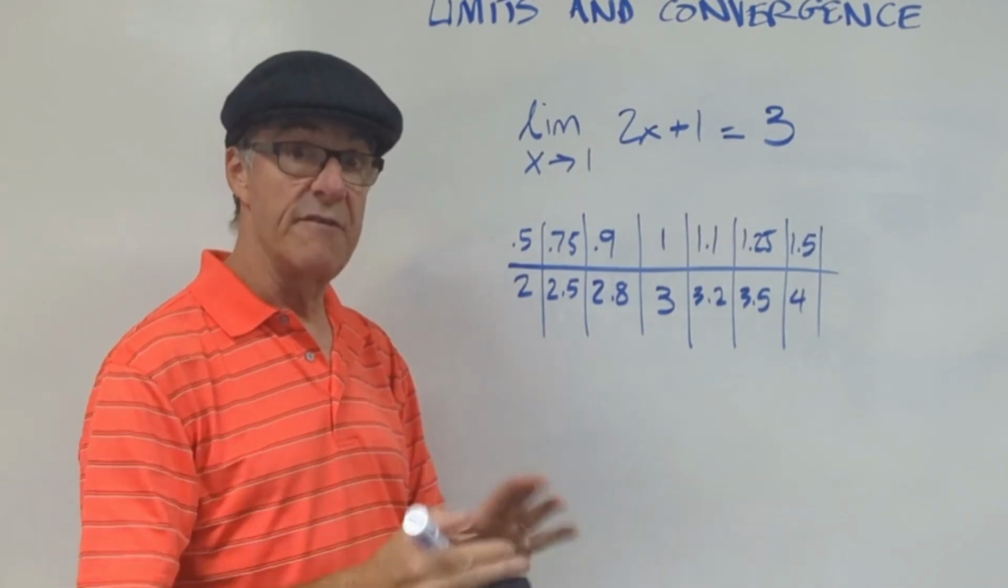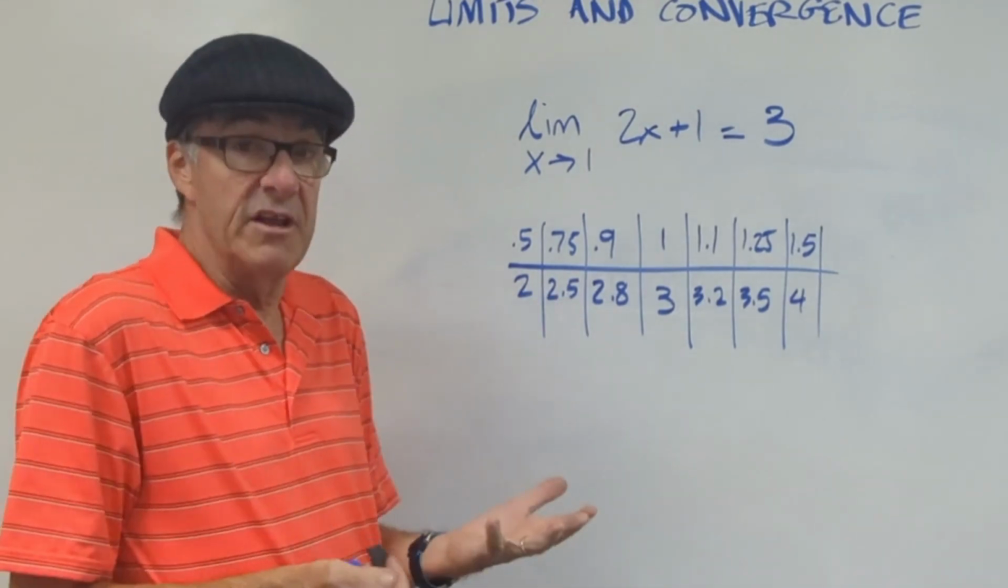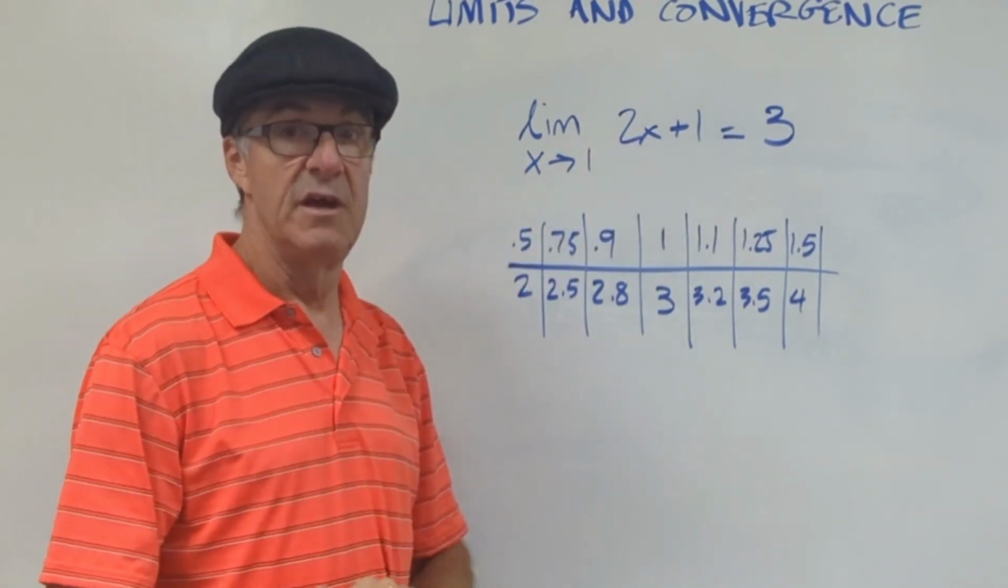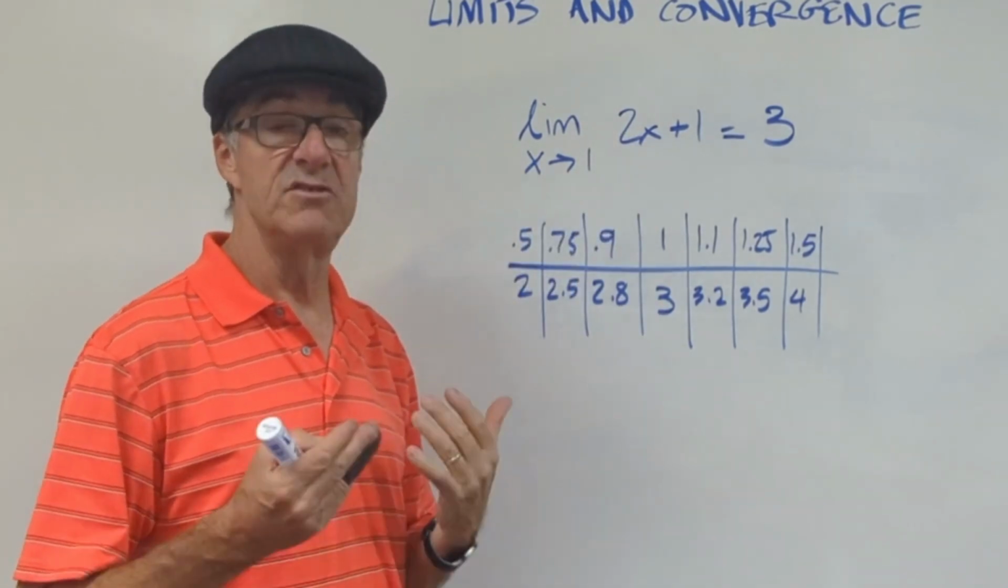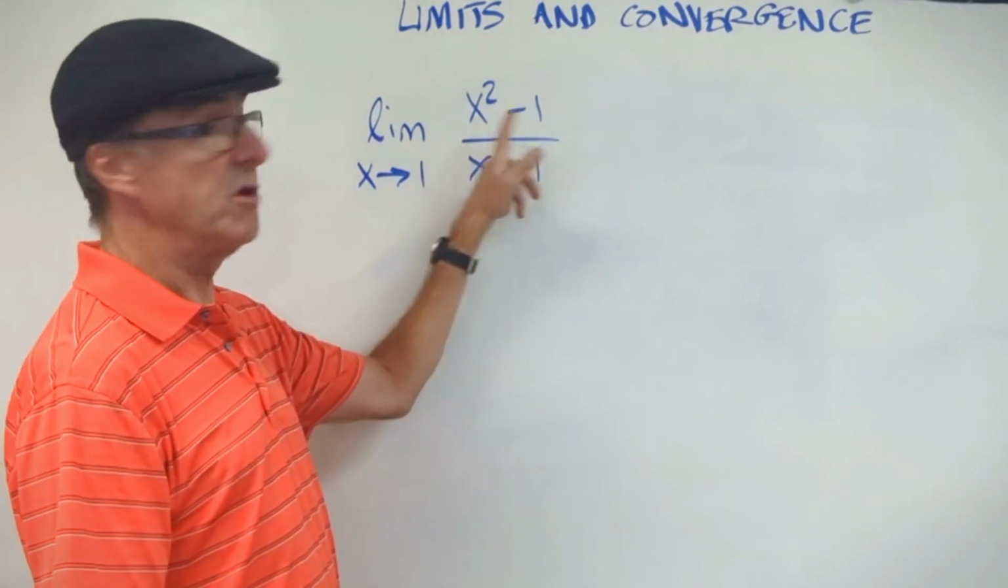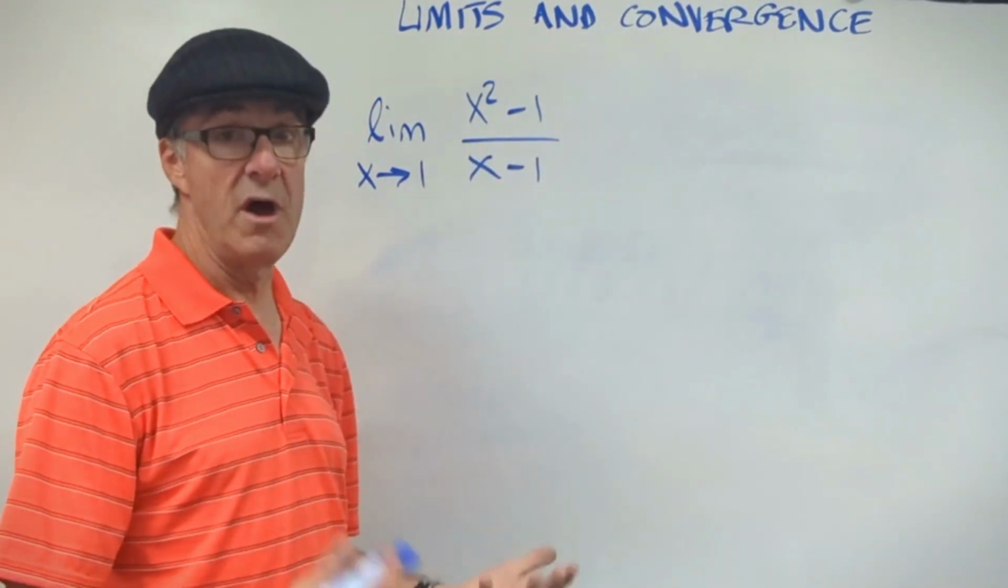Now this function is straightforward because actually the quick way to do this is I can just put 1 in my function and I'll know what my limit is. But there are plenty of functions where you can't do that. So let's look at one. So take a look at this one. What is the limit of x squared minus 1 over x minus 1?